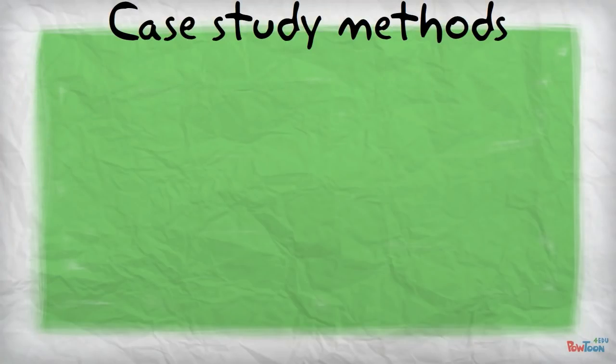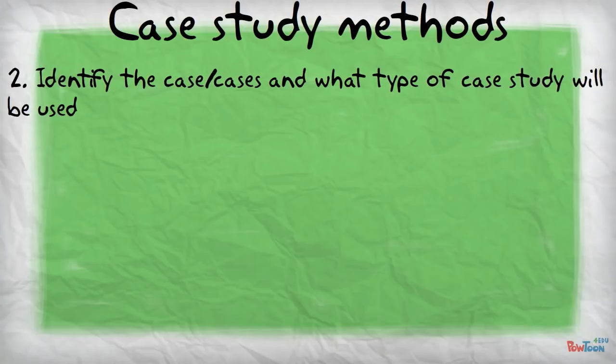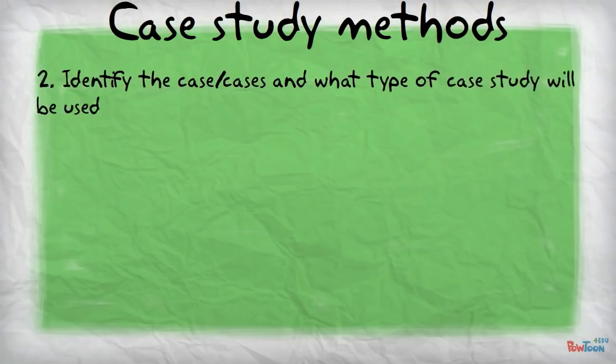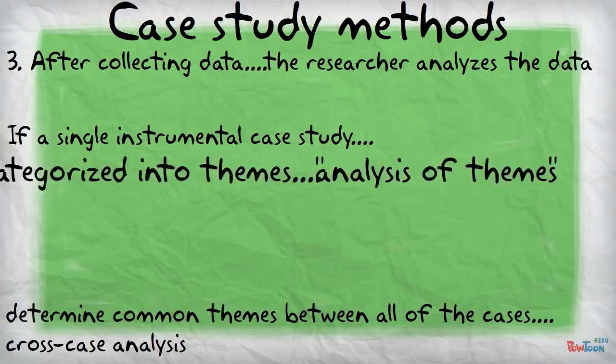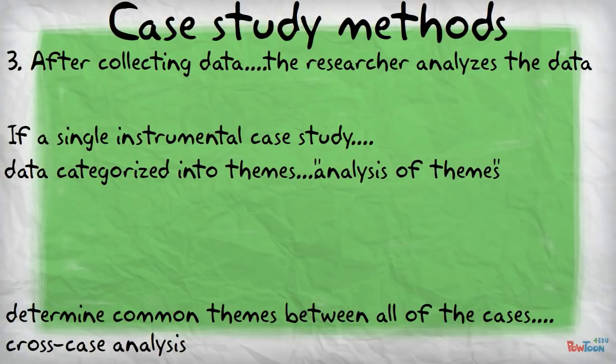Next step, if a case study would help you to answer your research question, researchers should identify the case or cases and which of the three types of case studies best fit the interest of the researcher and answering their research questions. After collecting data, the researcher analyzes the data. If the case study was a single instrumental case study, then the researcher will analyze all the forms of data and create themes from the data. This is called the analysis of themes.